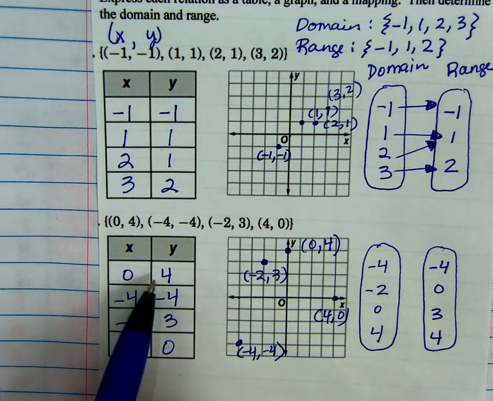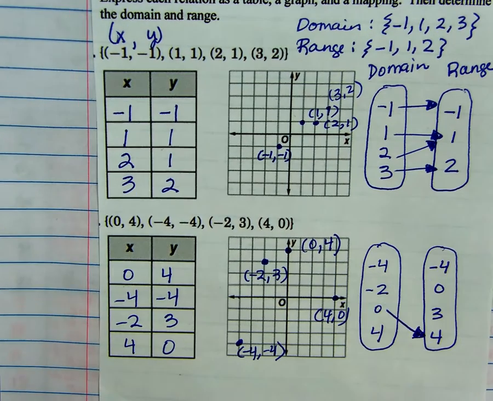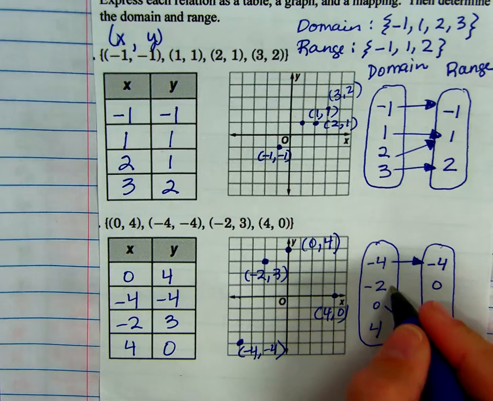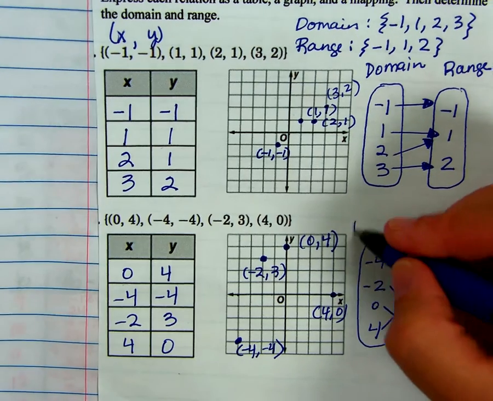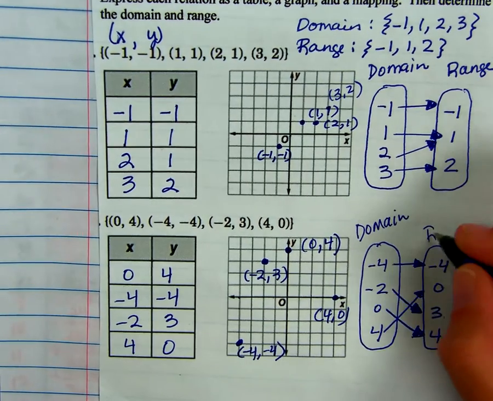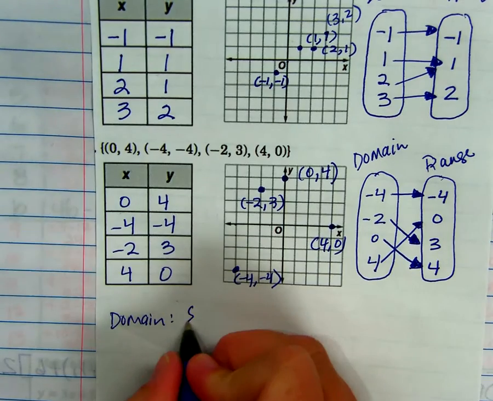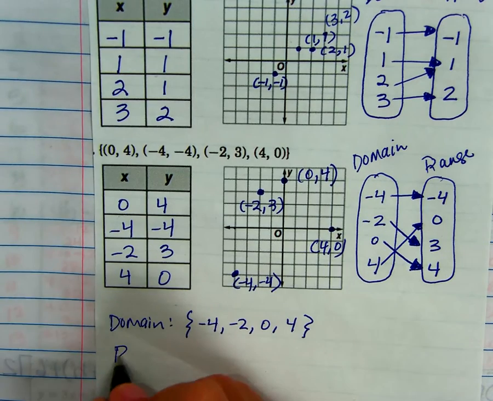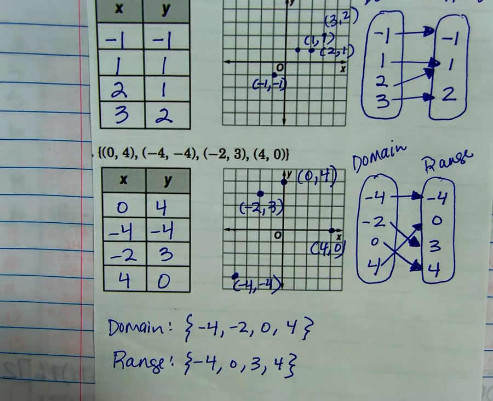Now I need to make sure that I map correctly. My 0 on my x goes with 4 with my y. So I'm just going to make sure my arrows go to the right spot. Negative 4 goes to negative 4. Negative 2 maps to 3. And 4 maps to 0. Again, my x values are my domain. My y values are my range. And I'm going to identify these in set notation with the domain. Now I've already got my mapping in numerical order, so I can just copy down. And then my range. And I have now represented this relation in a table, in a graph, in a mapping, and by its domain and range.